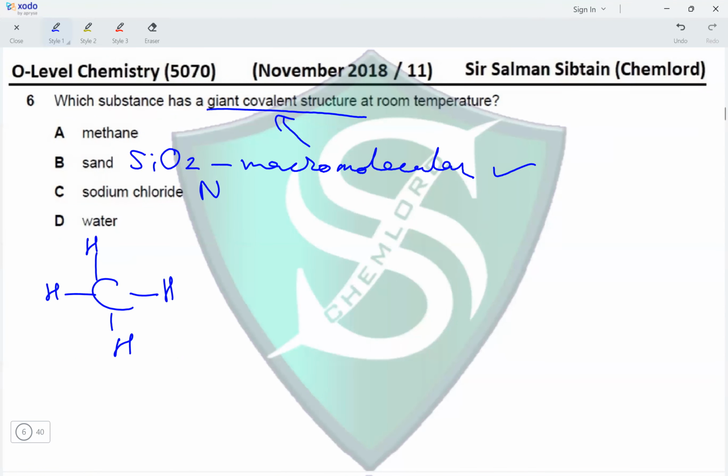Next, sodium chloride. Sodium chloride is an ionic salt made up of Na+ and Cl- ions. It is not giant covalent. And water. Water again is a simple covalent molecule with two hydrogen forming a covalent bond with one oxygen atom, H2O. So out of these four options, the only one that is giant covalent is sand, making option B the correct option for this question.